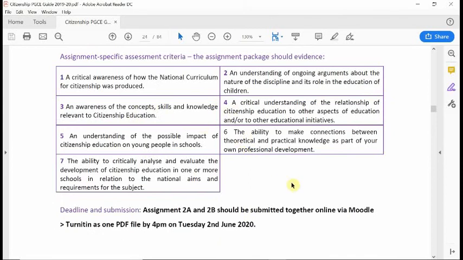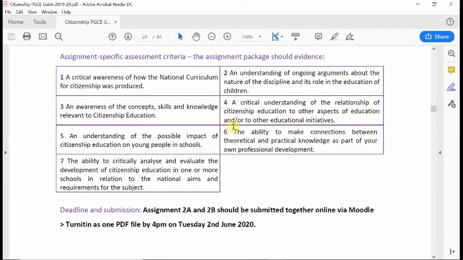So as you're working through your assignment, take particular heed of these assessment criteria and think, have I demonstrated this when I'm writing? Have I demonstrated, as we talk about here, a critical understanding of the relationships of citizenship education to other aspects of education? So if you're writing, for example, a question about fundamental British values and citizenship education, as a question has previously been written about, you're very much thinking about citizenship education and fundamental British values, and then drawing together connections.